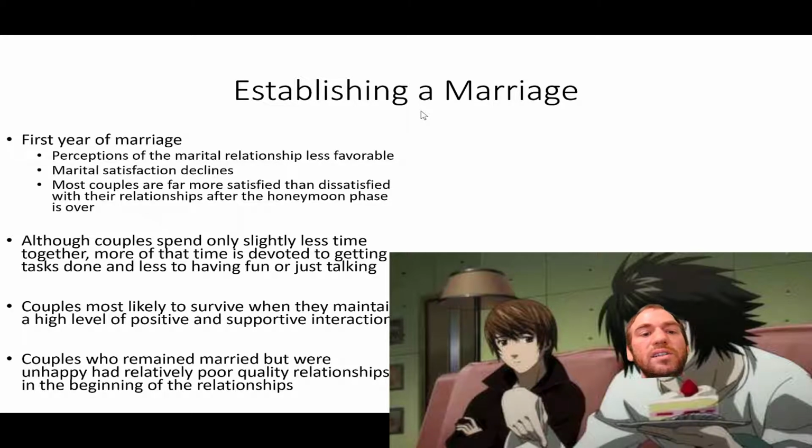So the idea here is that there is a slight dip in marital satisfaction, within a weird context, I should say. However, most couples are more satisfied than dissatisfied with their relationships after the honeymoon phase is over. And the unhappiest married couples, I should say, are those who were unhappy prior to their marriage. So unhappiness prior to marriage is a risk factor for unhappiness during your marriage.